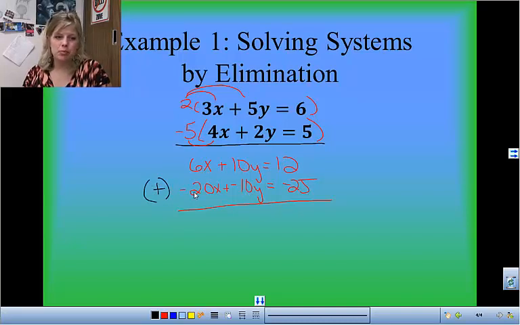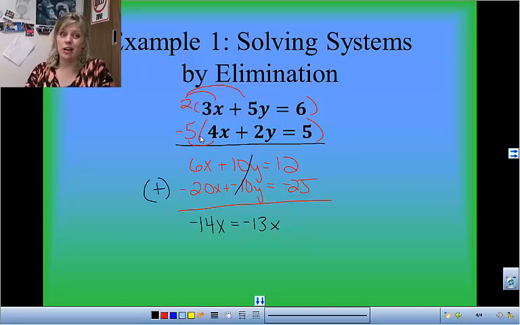So what's 6x plus a negative 20x? That's a negative 14x. What's 10y plus a negative 10y? Those cross out. What's 12 plus a negative 25? It's a negative 13.